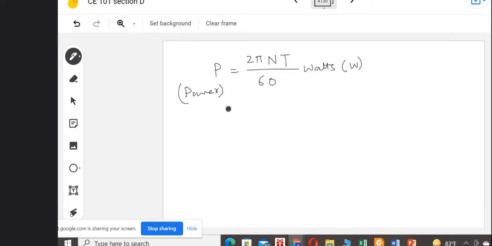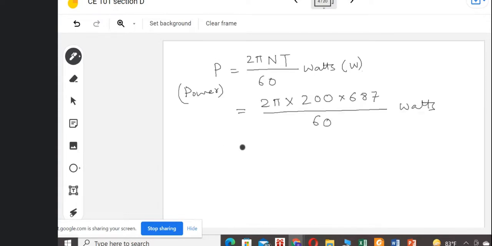Okay, so 2 into pi into RPM, it is said as 200. T is, we know now, we will use the minimum of these. So this is 2 pi 200 into 687 by 60 watts. So how much is it coming?